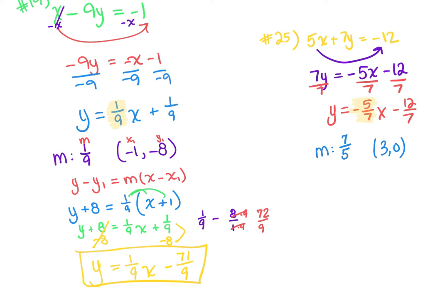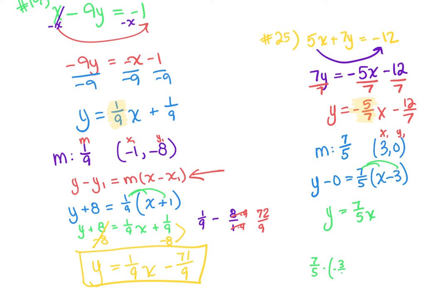So I'm going to use my point slope again. I'm going to use this guy again. This is my m. This is my x1. This is my y1. So I'm going to say y minus y1 equals m times x minus x1. Y minus 0 is just y. So then I just have to distribute this guy. 7/5 x. 7/5 times negative 3, 7/5 times negative 3/1, right? It's going to give me negative 21/5. So I'm going to say minus 21/5.